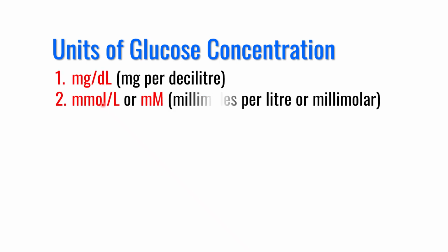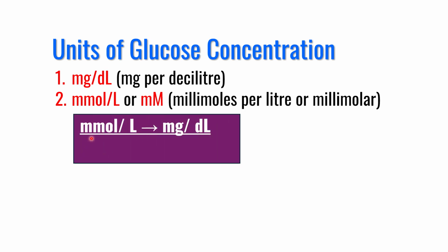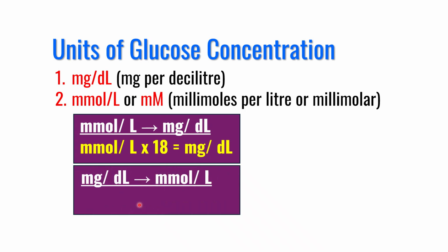Before discussing the topic further, it is important to know that OGTT values are reported in two different units. The first one is milligram per deciliter and the second is millimole per liter or millimolar, same thing. These two units are interconvertible. For example, if you want to convert millimole per liter into milligram per deciliter, you multiply millimole per liter by a factor of 18 and you will get milligram per deciliter. Alternatively, if you want to convert milligram per deciliter into millimole per liter, you divide milligram per deciliter by a factor of 18 and you will get millimole per liter.